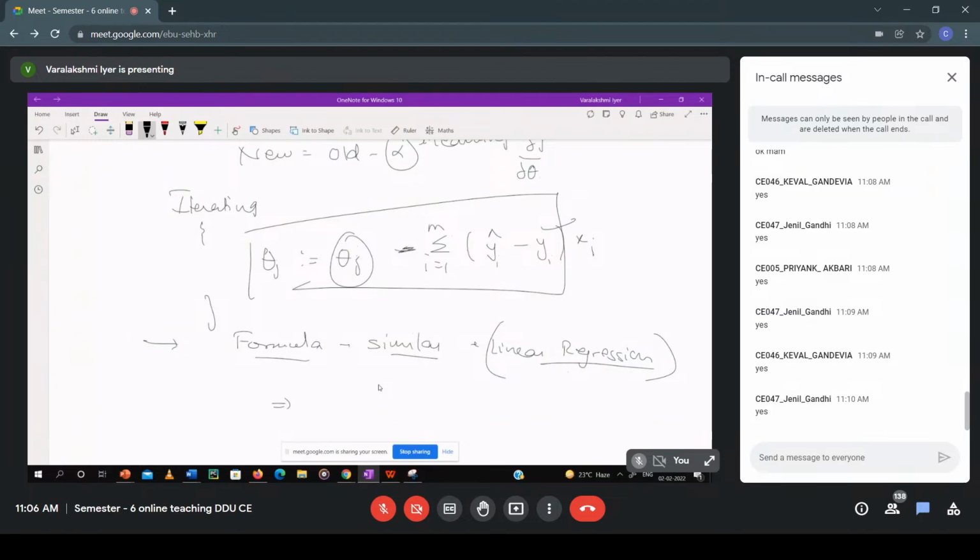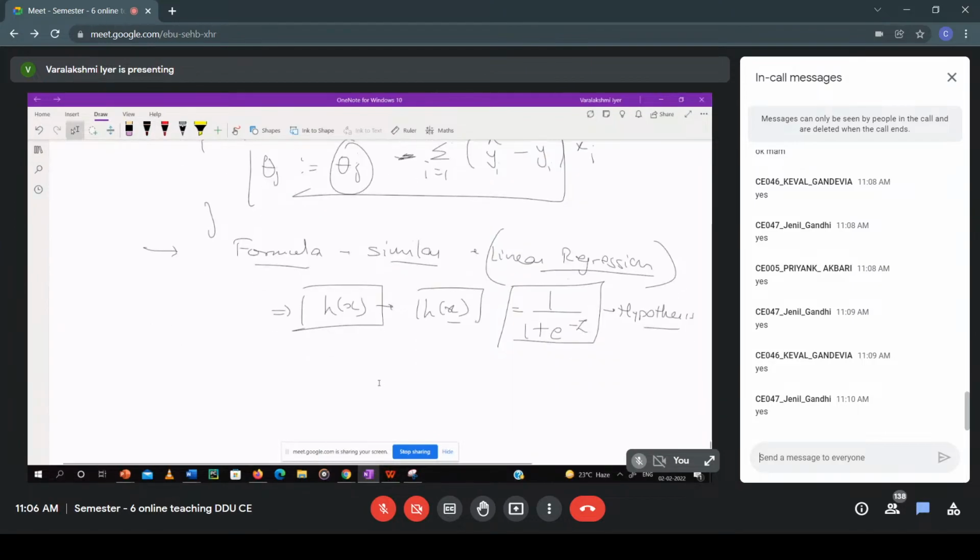But the only difference in this case will be h of x, which is the hypothesis function that we'll be using in the case of logistic regression, which will be 1 upon 1 plus e raised to minus z. That is the hypothesis function that we'll be utilizing in the case of logistic regression. That you have to remember, right?